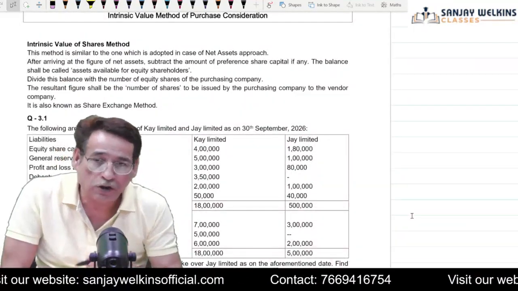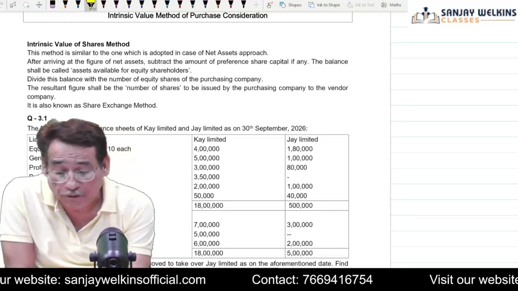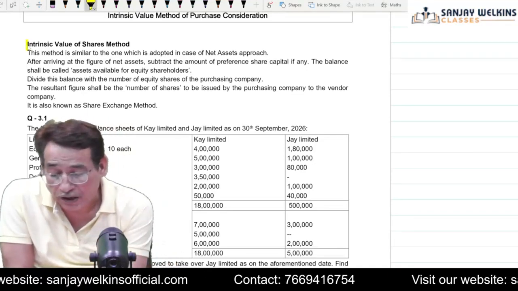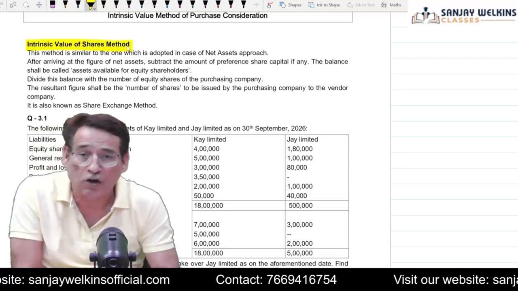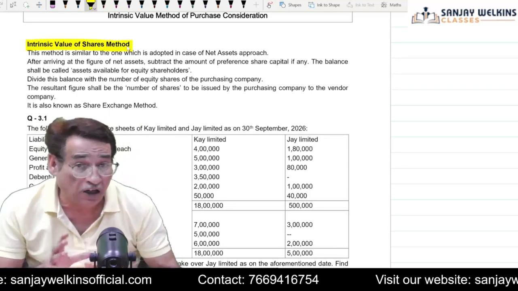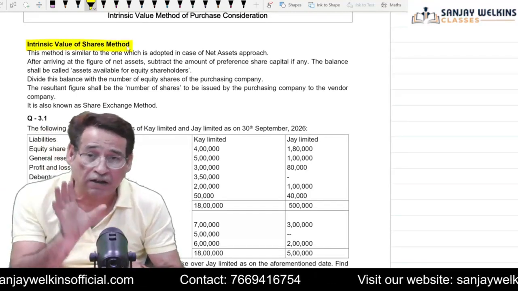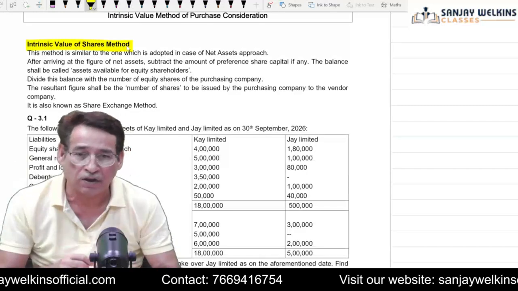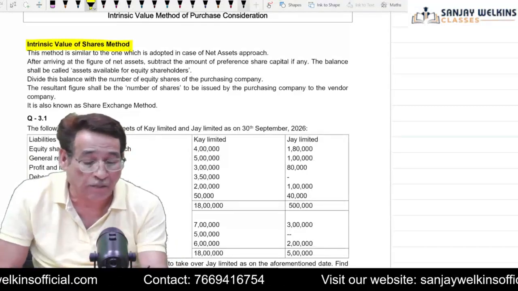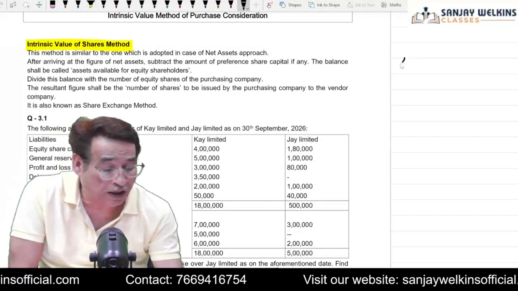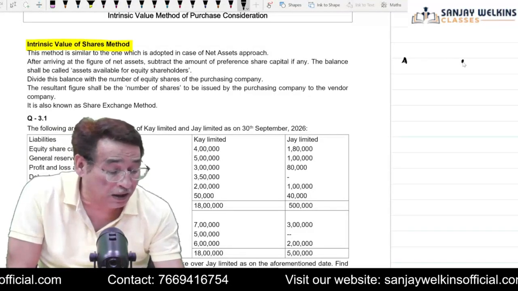Importantly, from an examination point of view, generally what we have seen is that questions strike from this particular topic, intrinsic value of shares. Now, what do we mean by intrinsic value of share? Actually, intrinsic value of share is a very practical concept. Very practical concept.